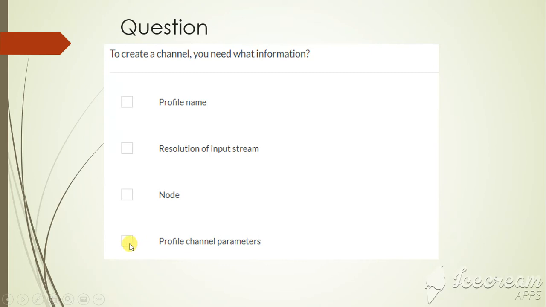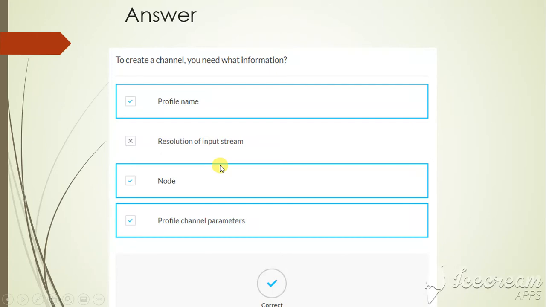I don't think all of them are required. I think the resolution of the input stream is not necessary because it is set up in the profile. So this is the answer. So you have to be very careful about what you are answering. When you're listening, you have to be very careful. And we are stopping today.